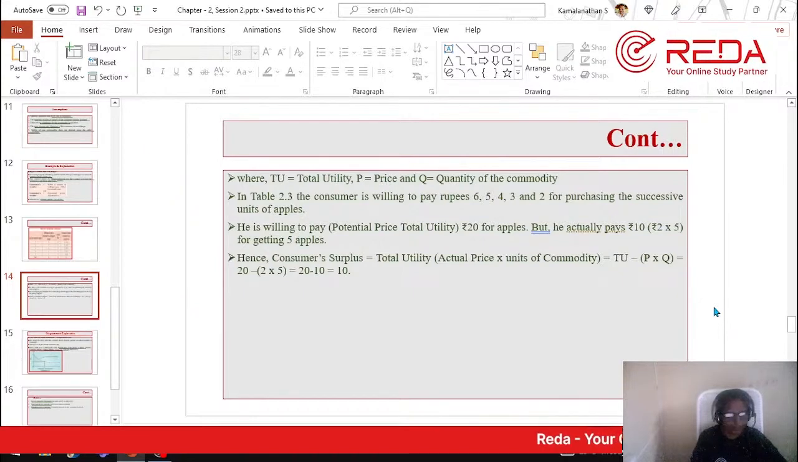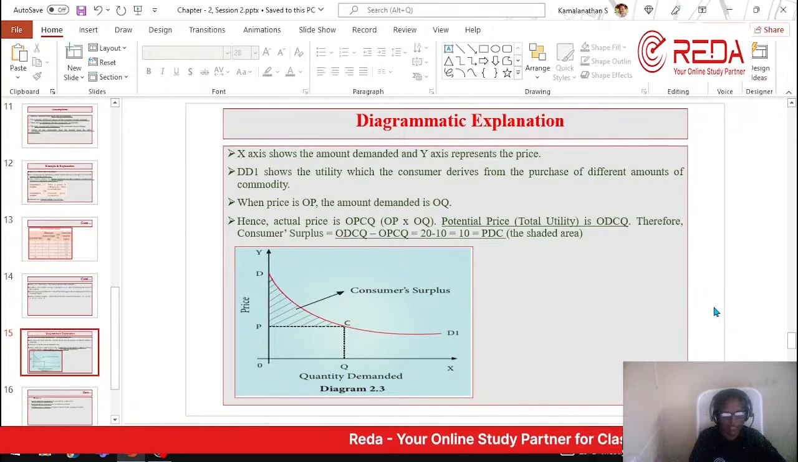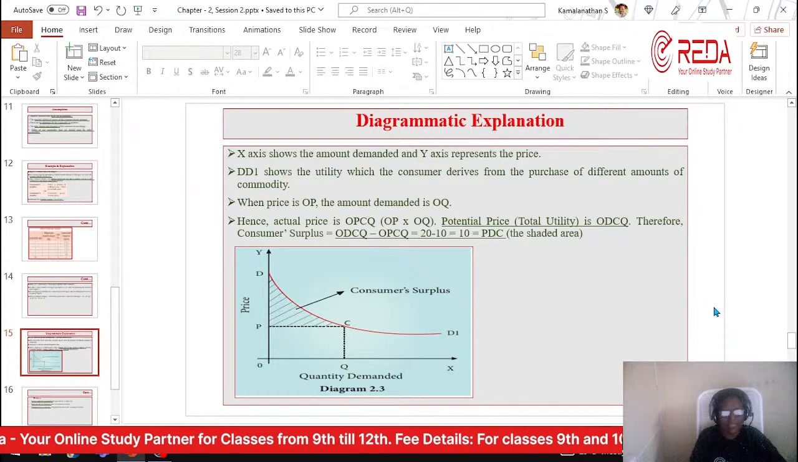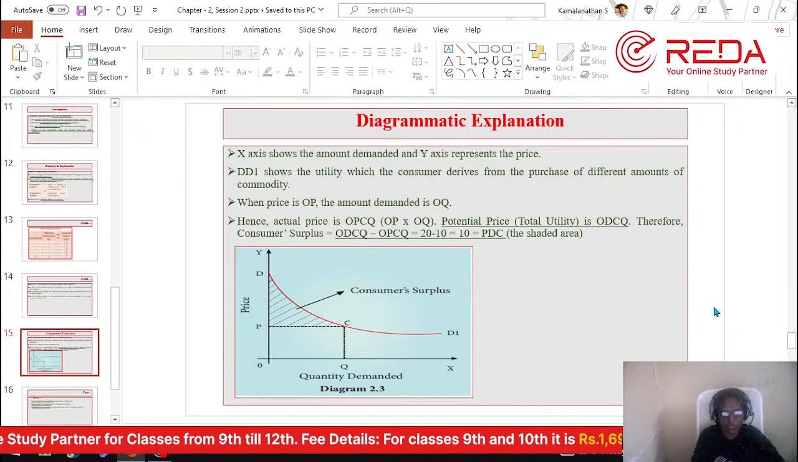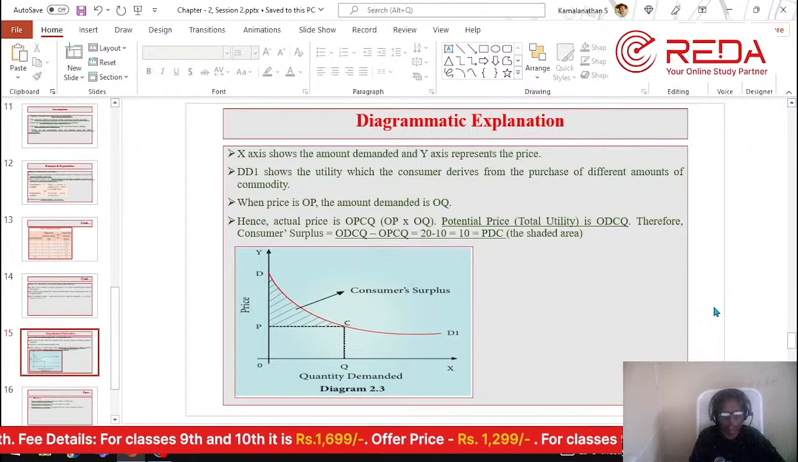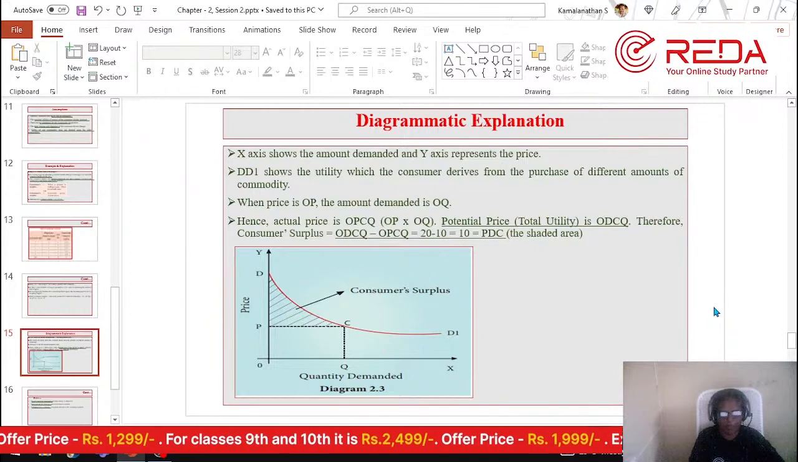Now you see, this is the diagrammatic representation for the consumer surplus. To obtain and analyze the portions of consumer surplus, we are going to depict the schedule in a graphical representation. For that, on the x-axis we are taking quantity demanded, and on the y-axis we are taking the price of the commodity.